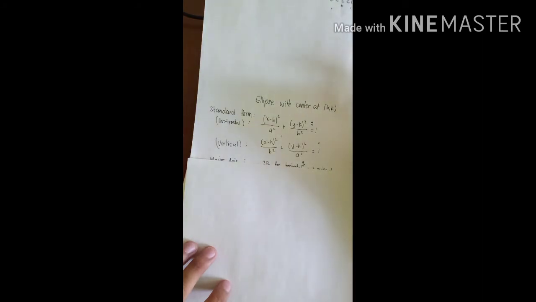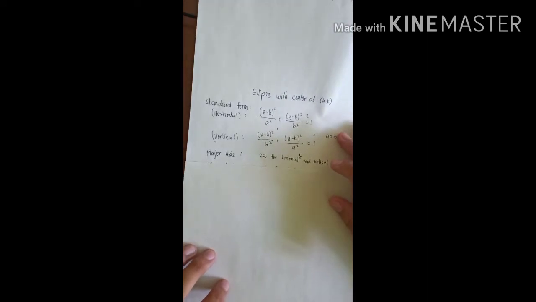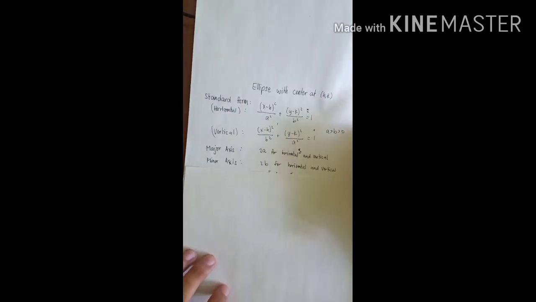mas mataas si A or mas malaki yung value ni A kesa kay B. So meaning, B is less than A but greater than 0. Okay? Next, we have the major axis. The length of the major axis is equal to 2a for horizontal and vertical, and the minor axis is equal to 2b for horizontal and vertical.